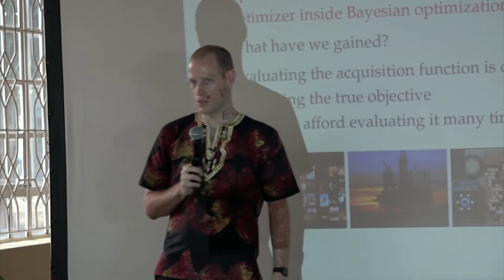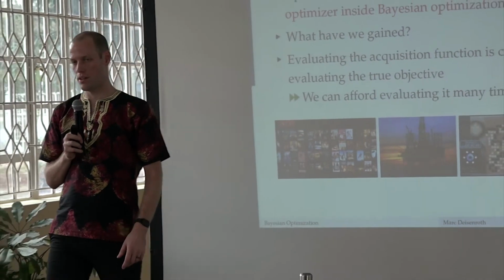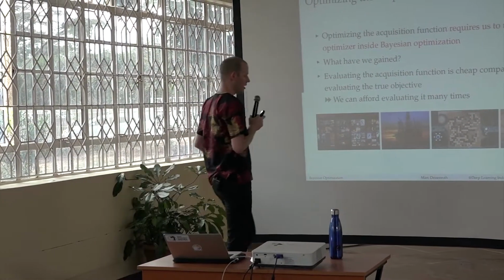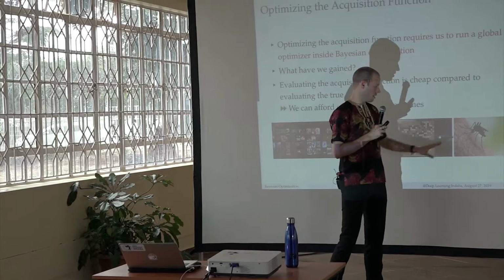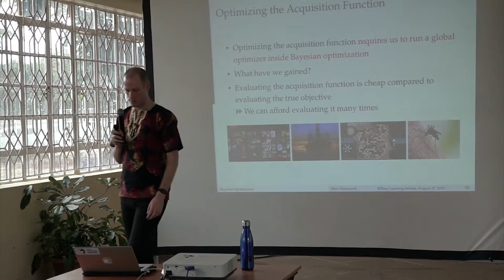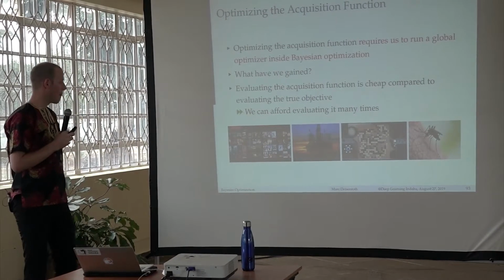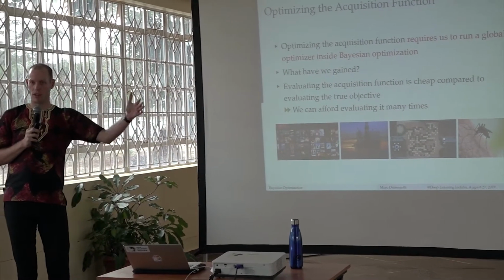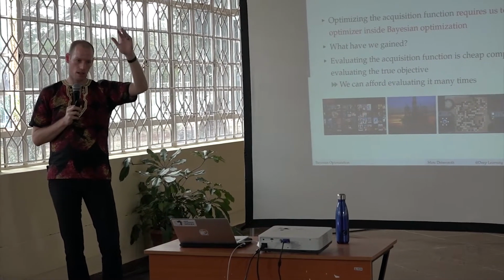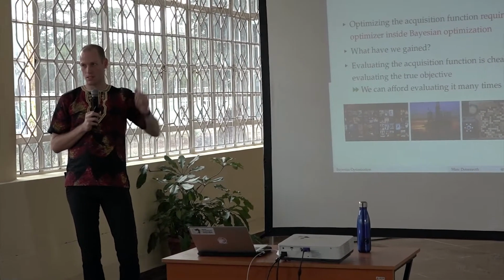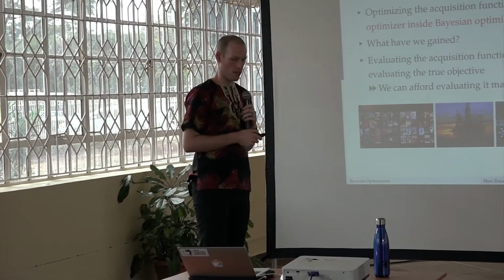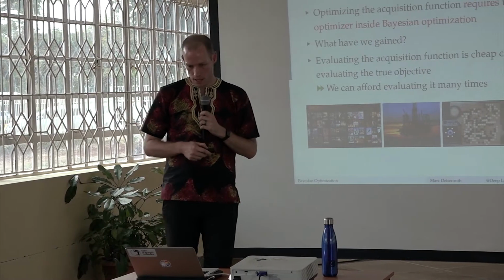AlphaGo has used Bayesian optimization for finding hyperparameters of their algorithm. And as Aisha said yesterday, there's also been work on preventing the spreading of malaria using Bayesian optimization to find a good compromise between spraying and net distribution. So there are actually a lot of practical applications of Bayesian optimization.